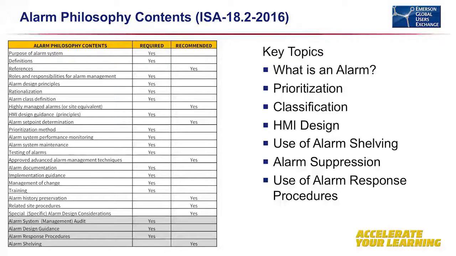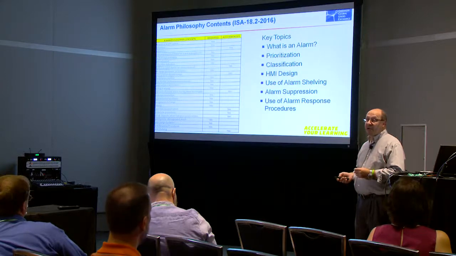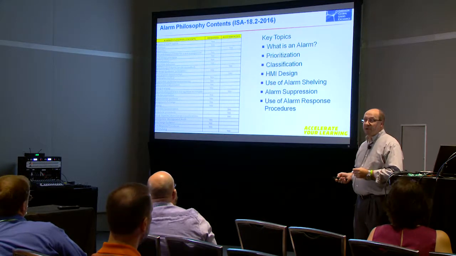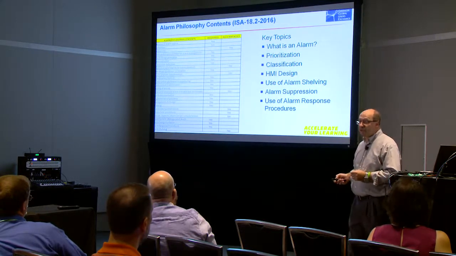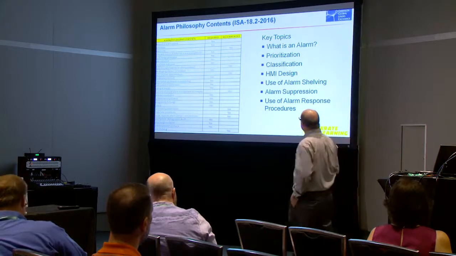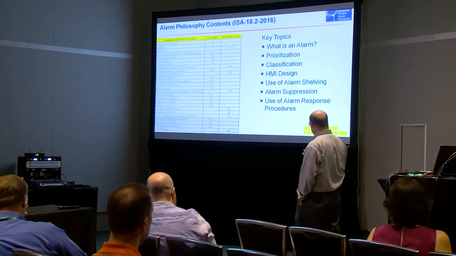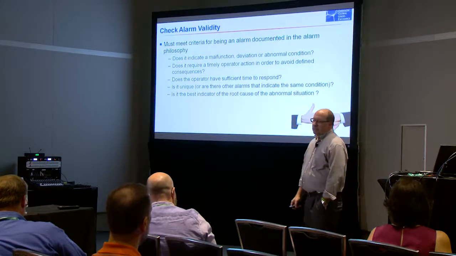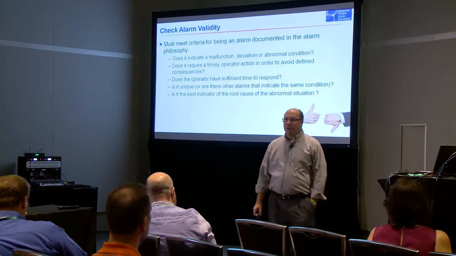The other thing I want to point out is alarm shelving. That's a recommended section that needs to be in a document. We're going to talk about alarm shelving and what it is and how important it is. It's a recommended section for a philosophy document. But what we'll see later is it's actually required functionality for a DCS from now on. So it's pretty important stuff to think about how to use. So let's move on and take a look at how do we determine whether something is an alarm or not.